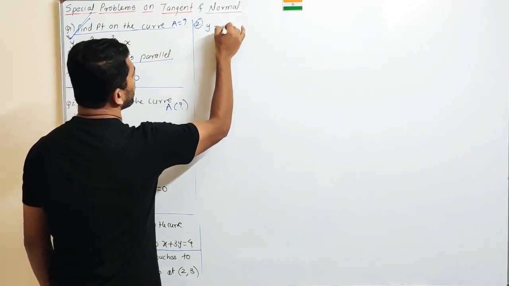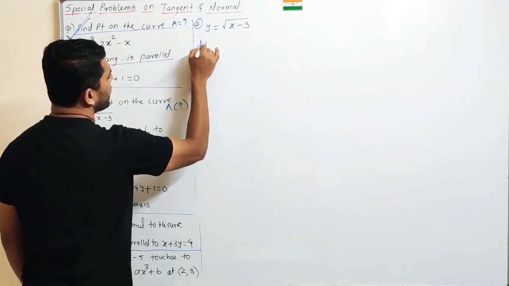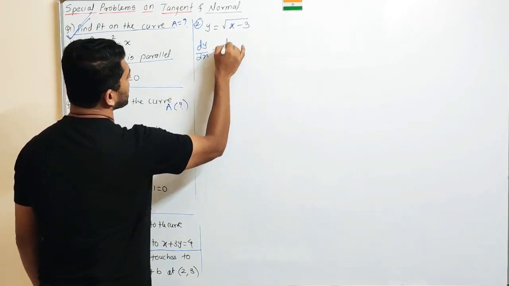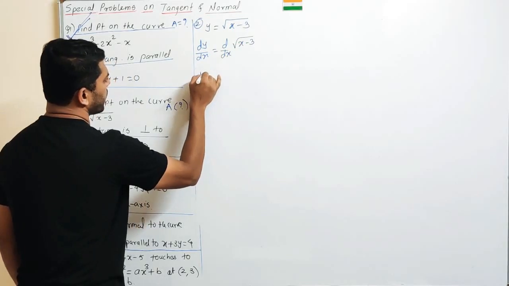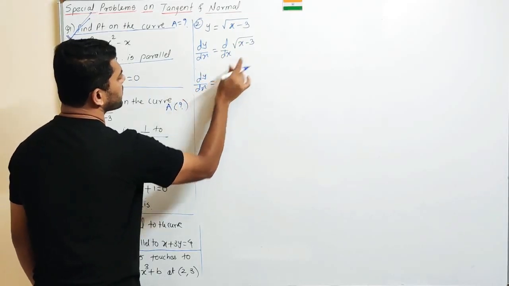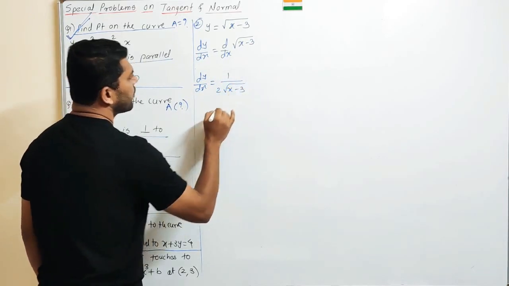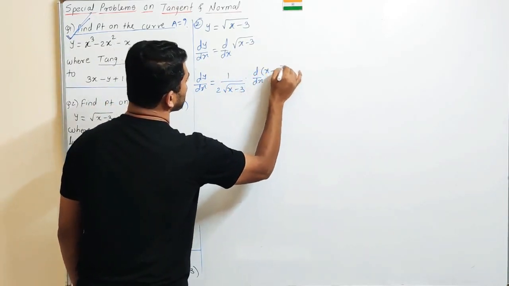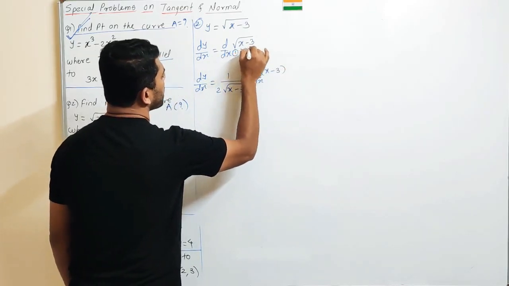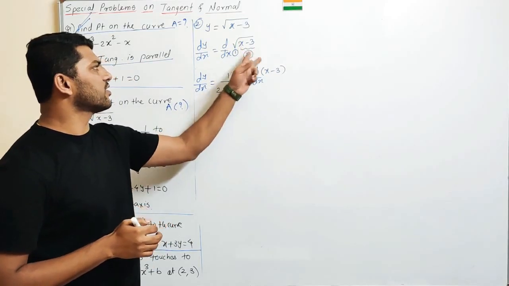Let me start with the given equation of curve, which is y is equal to under root x minus 3. Let's differentiate this y with respect to x. So here I am differentiating this under root x minus 3 with respect to x. So dy by dx: derivative of root x is 1 upon 2 root x, into the derivative of the composite part, x minus 3. If you observe, root is the first, x minus 3 is the second. So let's mark this root as the first, x minus 3 as the second.